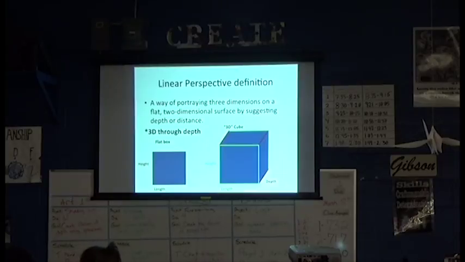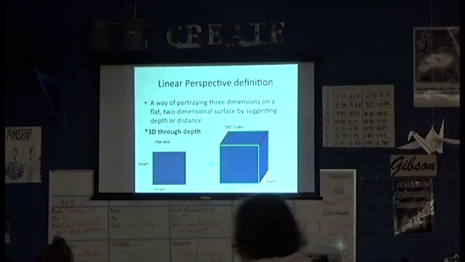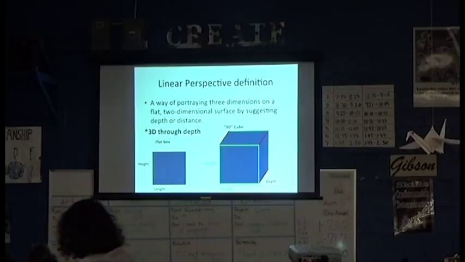The illusion of depth. So our linear perspective is 3D through depth, which is what I would write under the things to know under 1-point perspective. 3D through depth. Adding that third dimension is what we're going for.